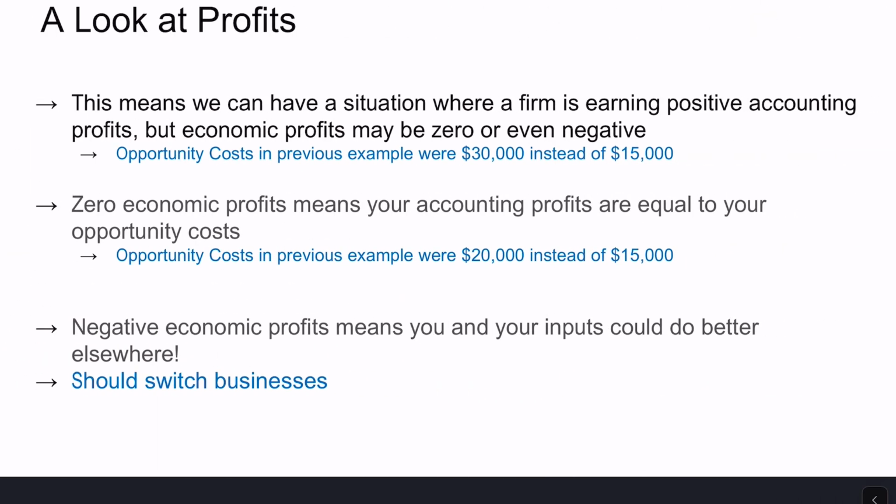Okay, but if you have negative economic profits, that means you and your inputs could do better elsewhere, and that means you should switch businesses. So if you're having negative economic profits, you could have made more economic profits in doing your next best alternative, something else, and you should go switch into that because then that would give you at least zero economic profits or even positive.